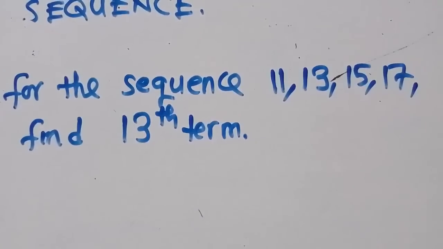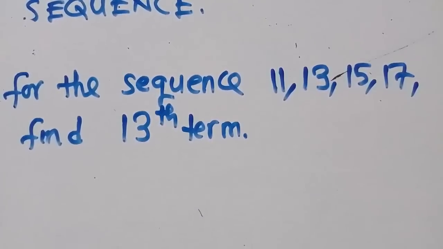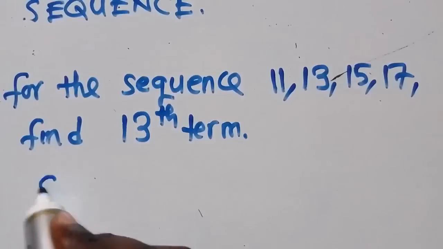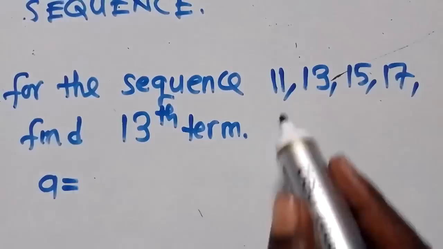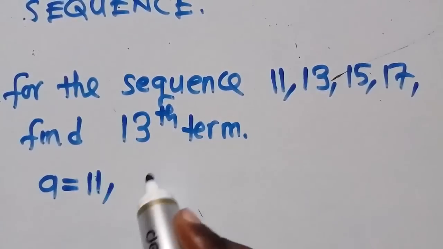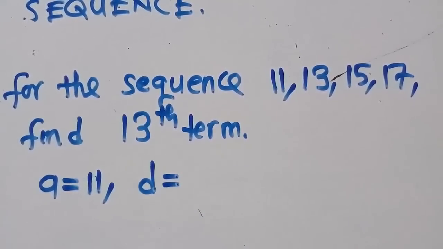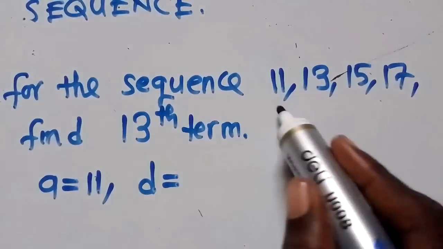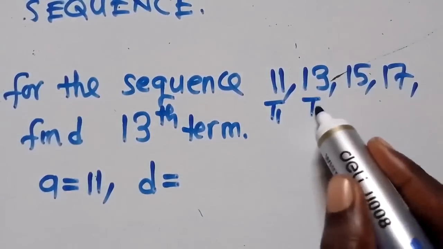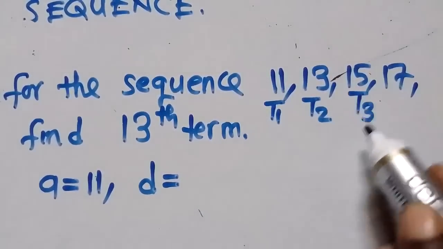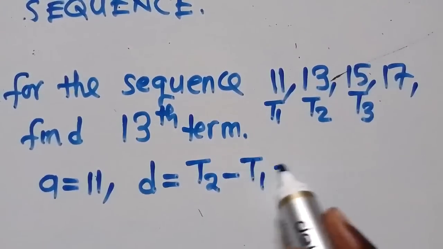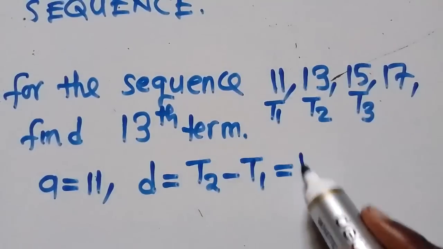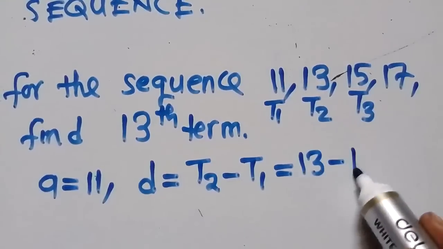There are only two things which are important, which I've told you. Find the first term. What is your first term? Your first term is 11. What is your common difference? This is T1, this is T2, this is T3. Common difference is T2 minus T1, which is equal to 13 minus T1, which is 11.